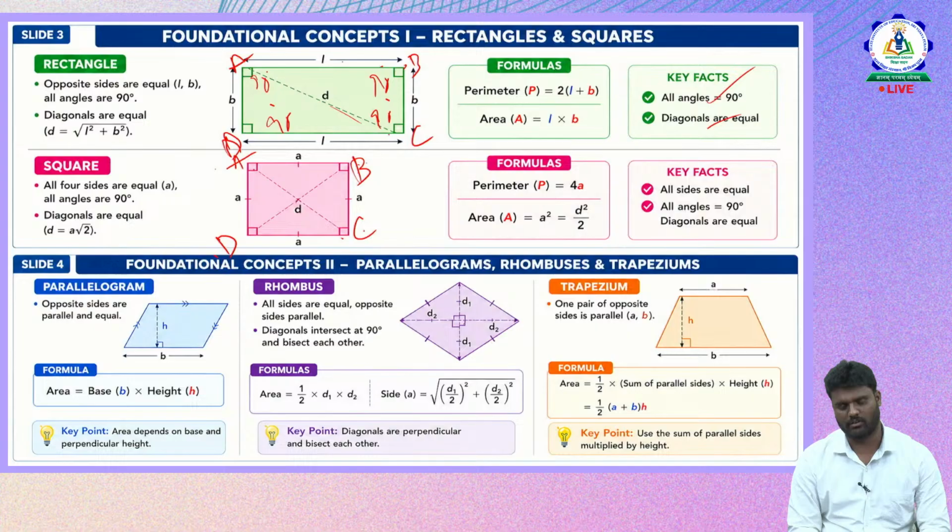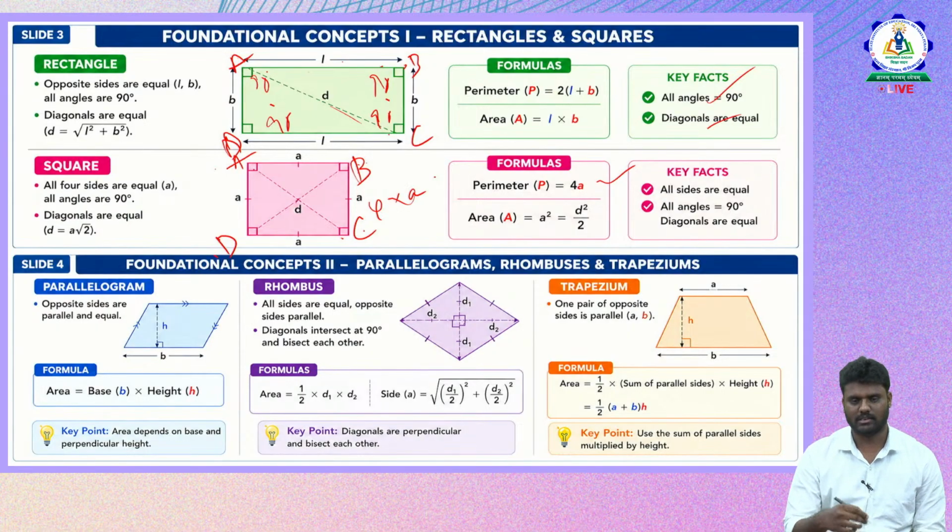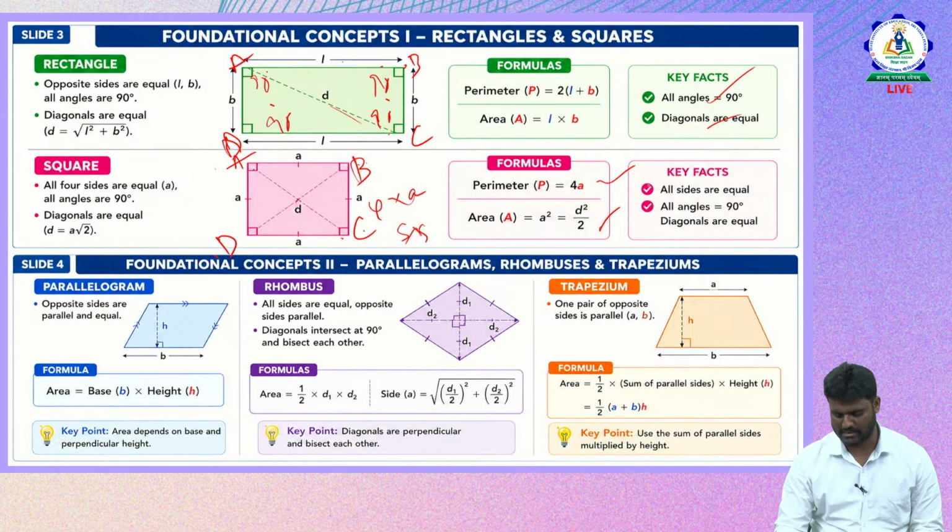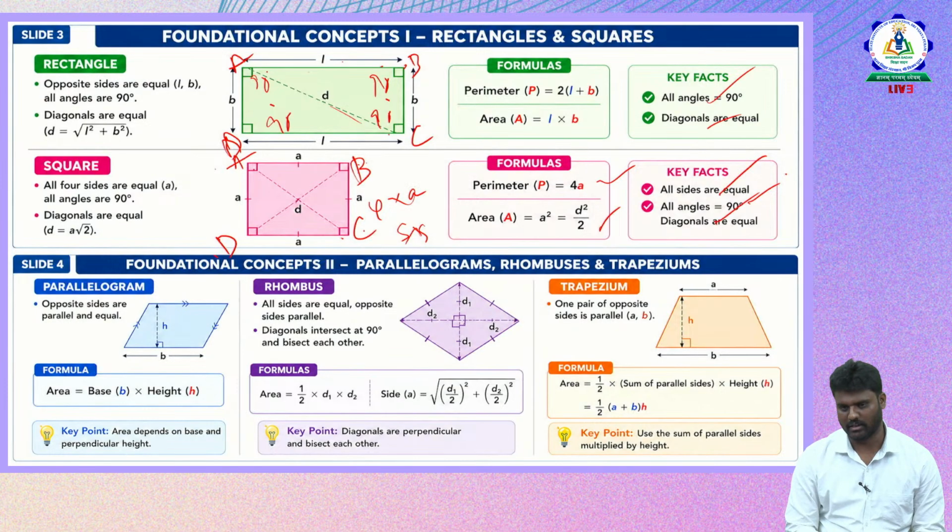The formula for the perimeter of the square is 4A, that means 4 sides, 4 into A, where A is nothing but the side. In the case of area, the area of the square is A square, that means side into side. We can also say it is D square by 2, where D is the diagonal. So all sides are equal, all angles are 90 degrees, and the diagonals are also equal in the square.